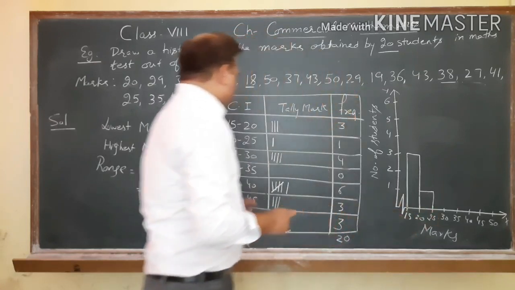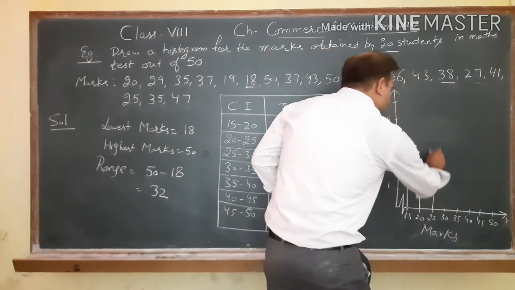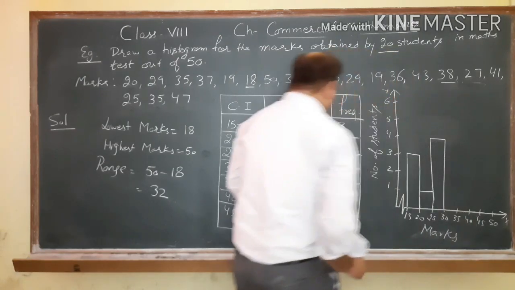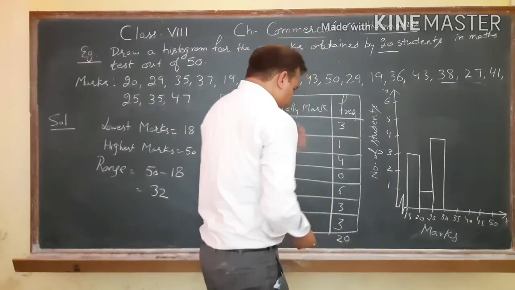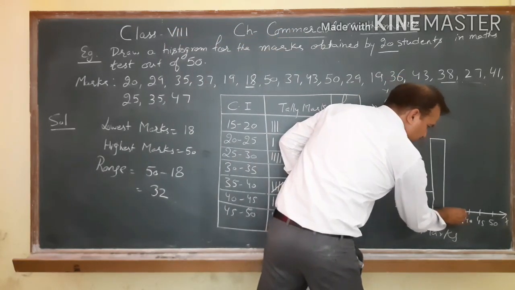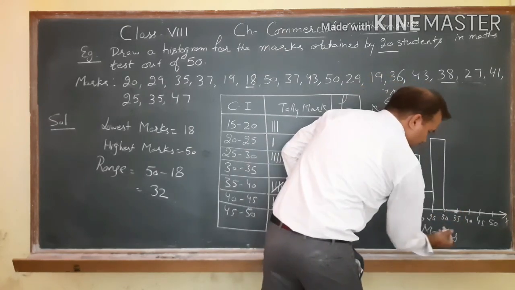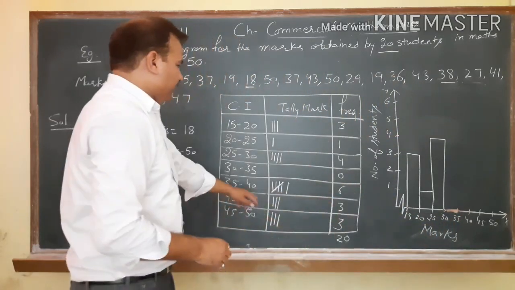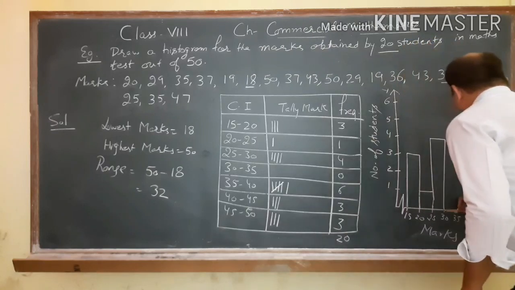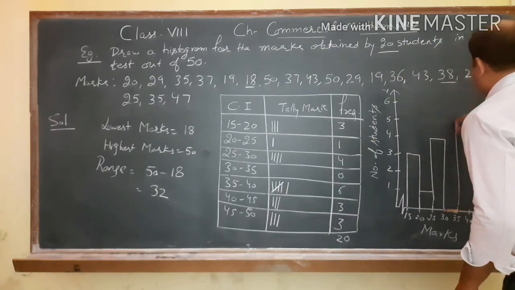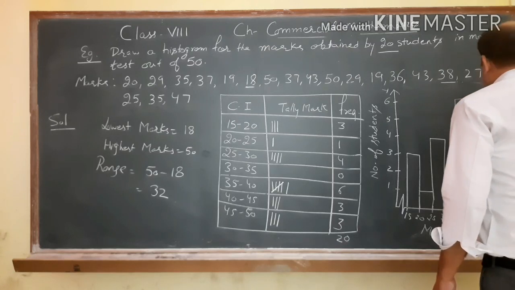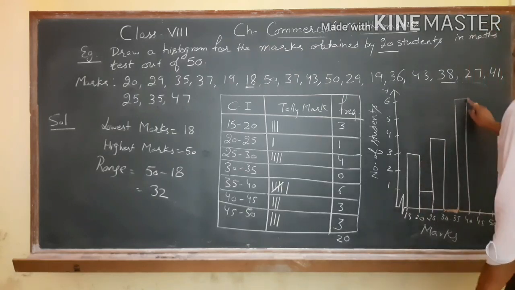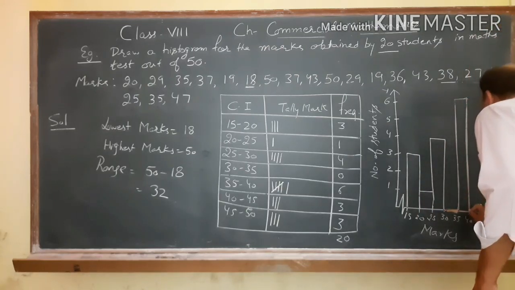Now between 25 to 30 we have 4. Now between 30 to 35 we do not have any, that is 0. So we highlight the same axis only. I'll highlight it with a different color. Fine. Then 35 to 40 we have a 6. Now it should be a straight line.